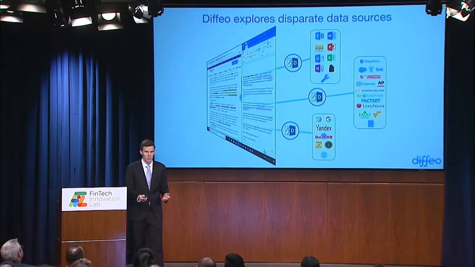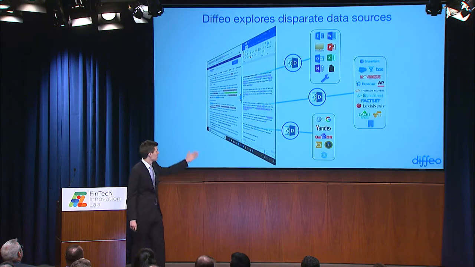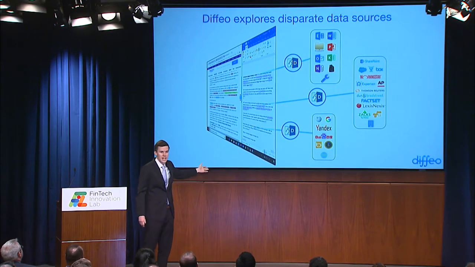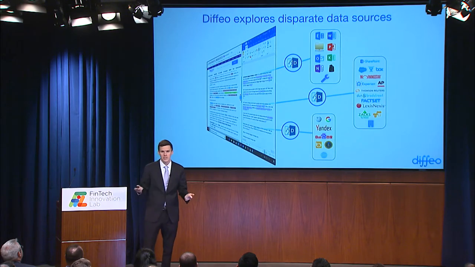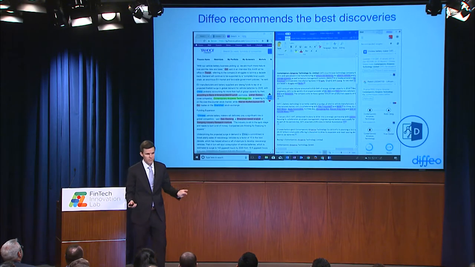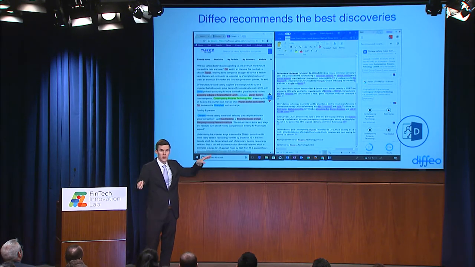As Sam learns more, Diffeo goes out and explores a lot of different data silos, internal data, third-party content, and the public web, to try and find relationships and connections that will fill Sam's knowledge gaps. Then it takes the best discoveries that it's found and displays them as recommendations right next to his work.